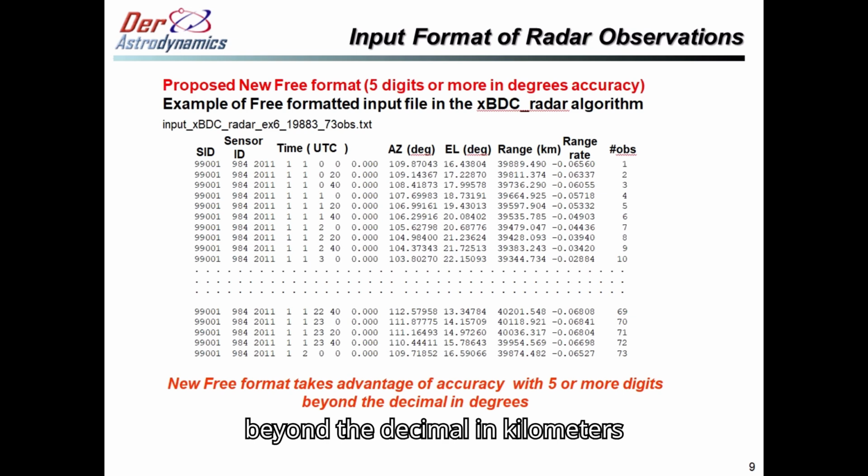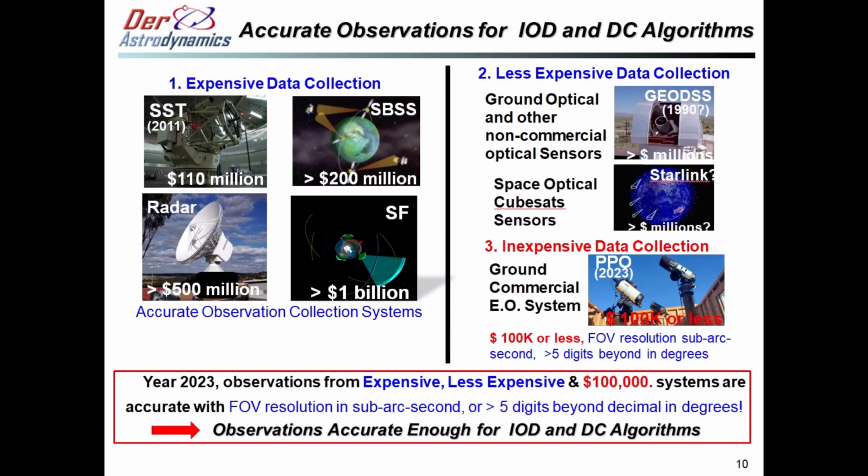in kilometers or degrees. Accurate observations with field of view resolution of sub-arc second, or greater than 5 digits beyond the decimal in degrees, can be collected from 3 groups of optical and radar systems. 1. Expensive systems, from the $110 million Optical Space Surveillance Telescope SST to the over $1 billion Space Fence Radar.